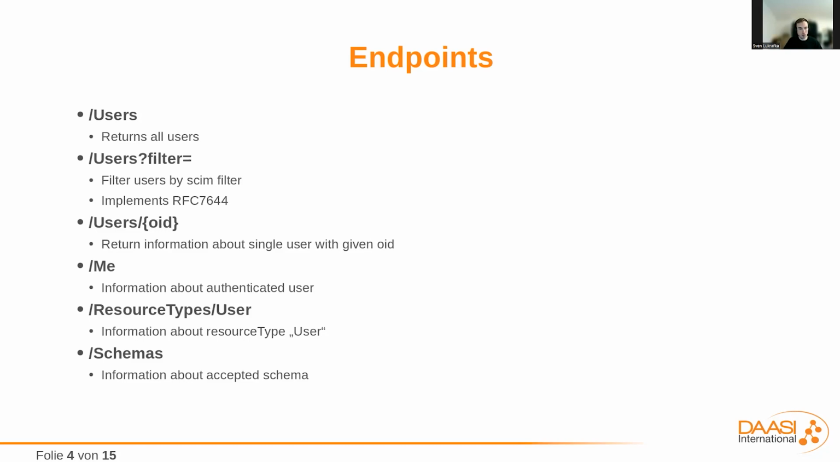And if you then go a little bit deeper, you have the /schemas endpoint. This one gives you information about the accepted schema. So the user resource consists of different kinds of attributes. And to know what kind of attributes you can expect from these resource types, you can call this /schemas endpoint, and this one will provide you a whole list of all attributes which are part of the schemas, the resource types.